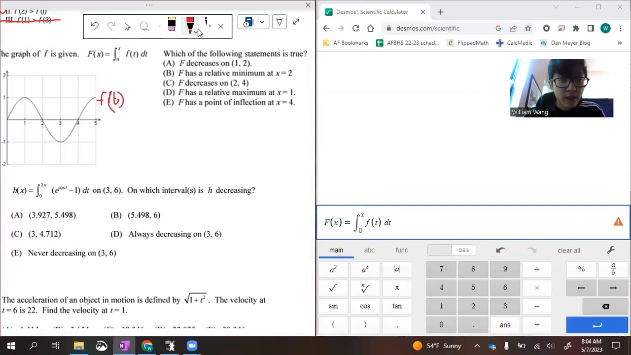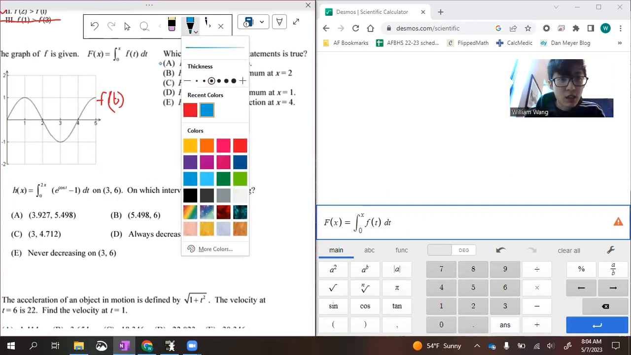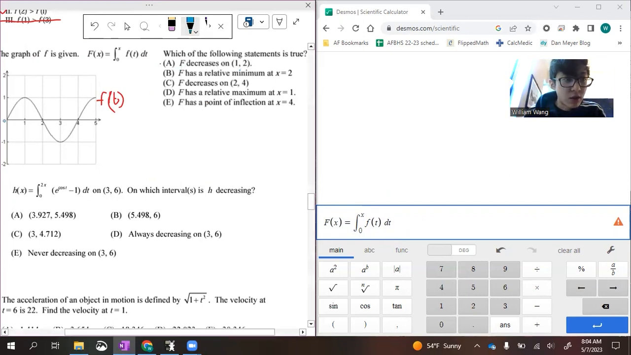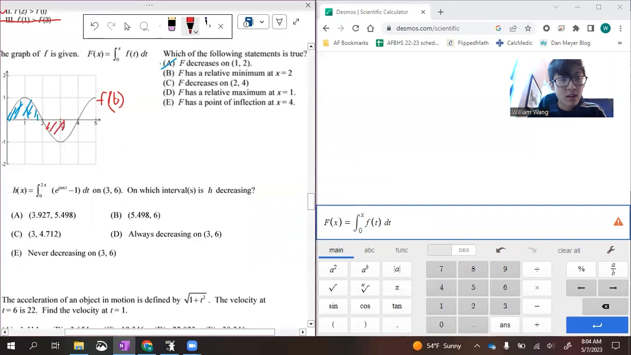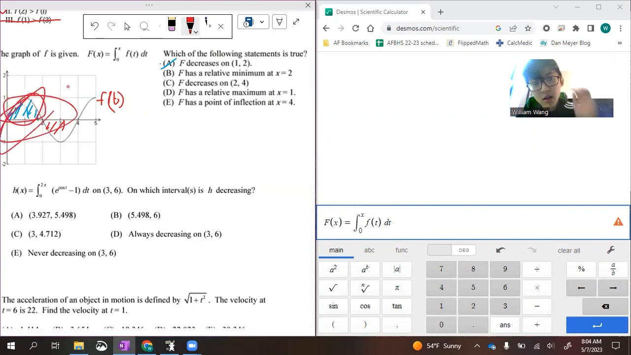All right, well, if I'm integrating this, let's see. Capital F decreases on 1 to 2. Well, from 1 to 2, I would be accumulating positive area, so there's no way I'm decreasing. It's not going to be A. F has a relative minimum at x equals 2. Well, I've accumulated positive area, then I start accumulating negative area. If anything, I am at a maximum, right? Because I just reached my peak of all this positive area, right? Then I start going down my peak. So that's a maximum, not a minimum. That's not going to be B.